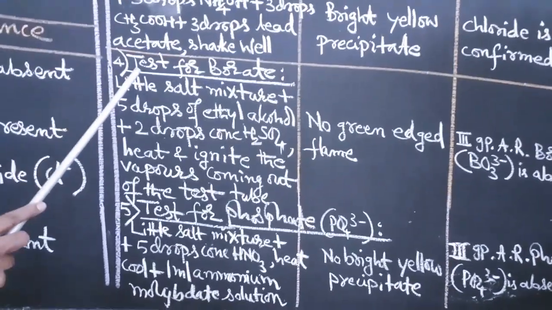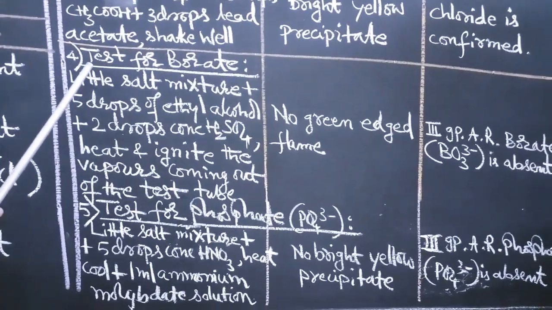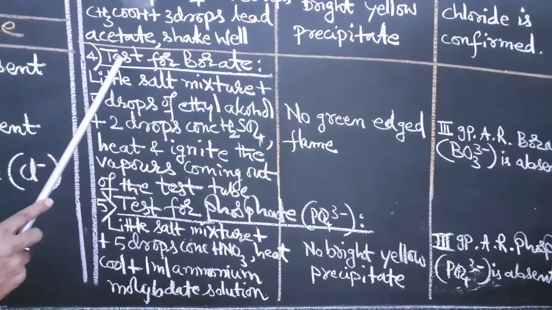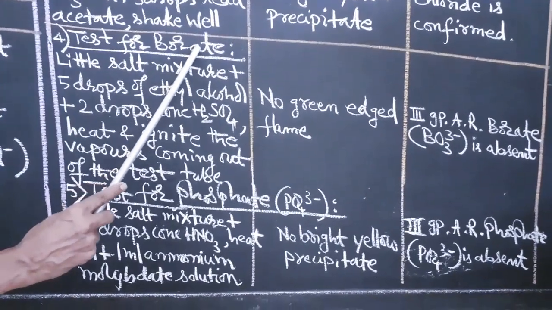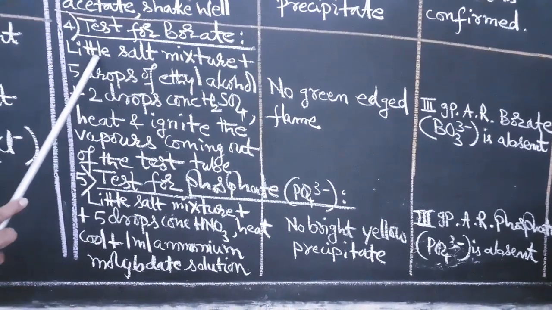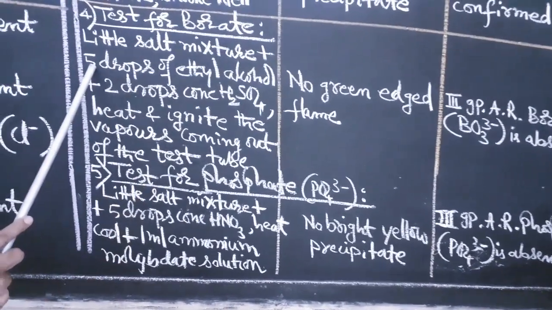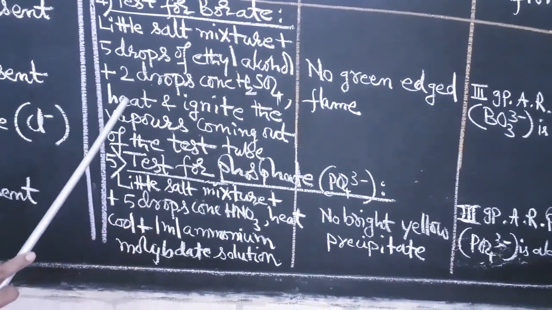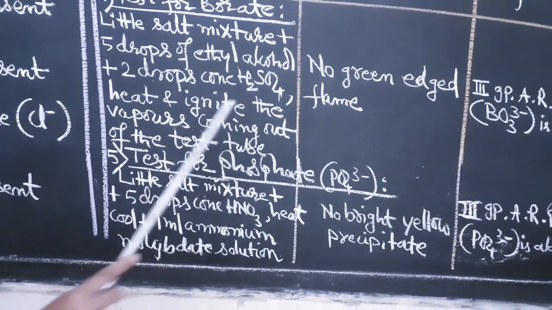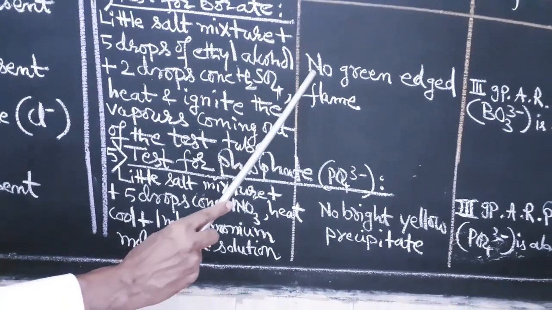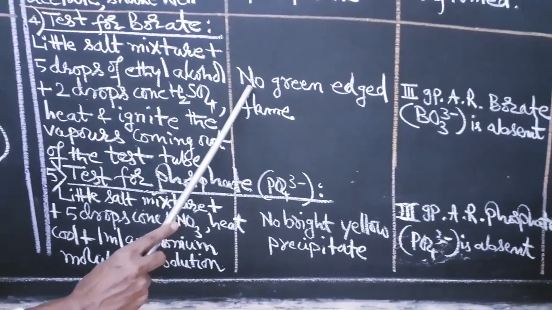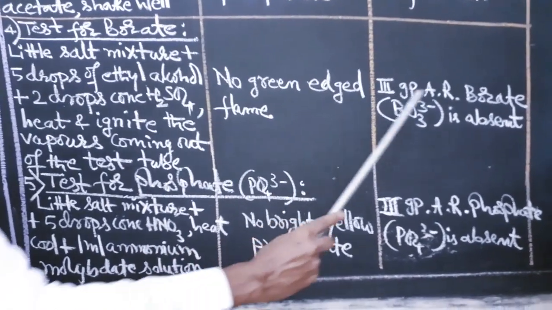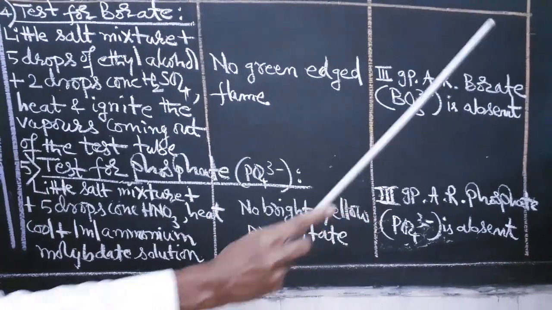Then we have proceeded to third group acid radicals, which are called independent acid radicals. We carried out a test first for borate acid radical. We have taken a little salt mixture in a test tube, and added 5 drops of ethyl alcohol and 2 drops of concentrated sulfuric acid. We have heated and ignited the vapors coming out, and we got a blue flame, not a green flame, no green edged flame. Third group acid radical borate is absent.